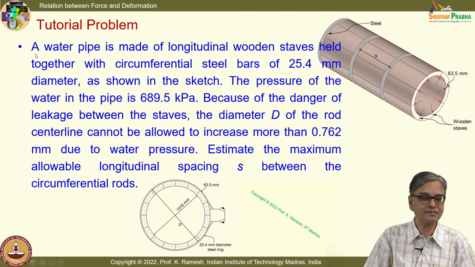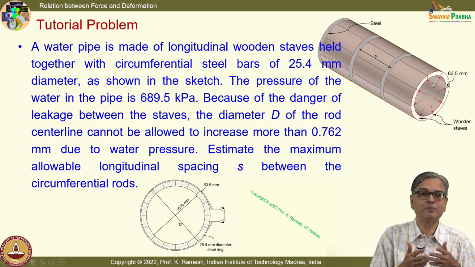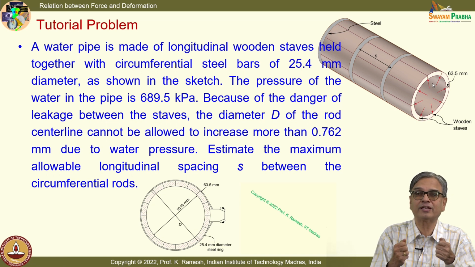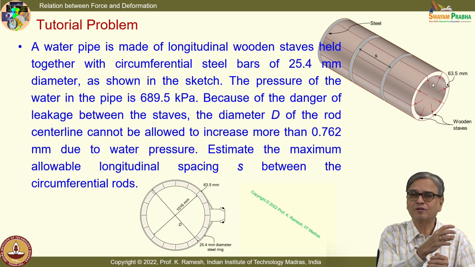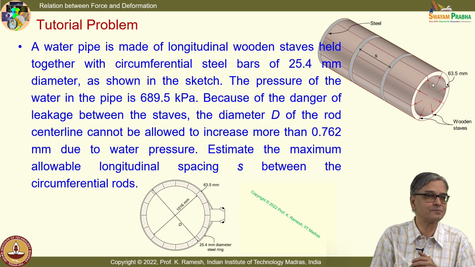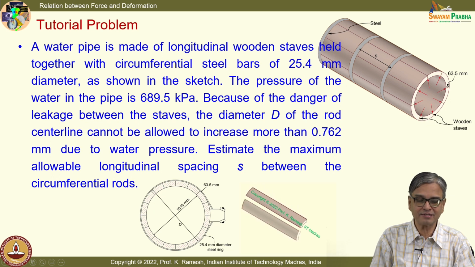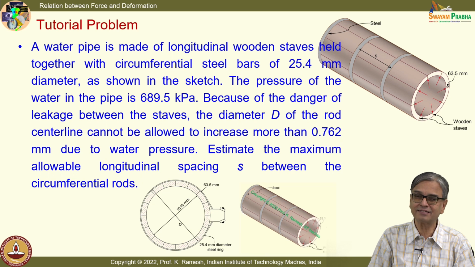So, if you read this, a water pipe is made of longitudinal wooden staffs. I have a wooden staff like this. I want to make a pressure vessel with locally available materials, and it should also be strong enough to withstand whatever liquid is pressurizing this. What is done is, you assemble all of them. That is not very clear from this, but it is very clear from this animation. Fine, that is the advantage when you have this.